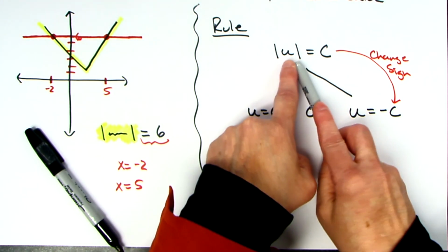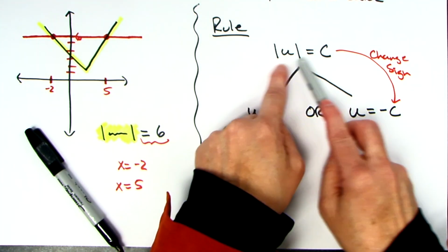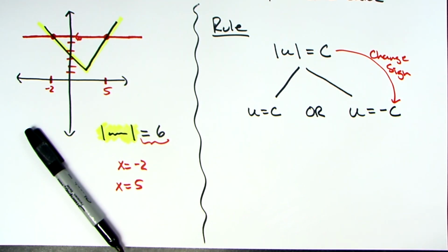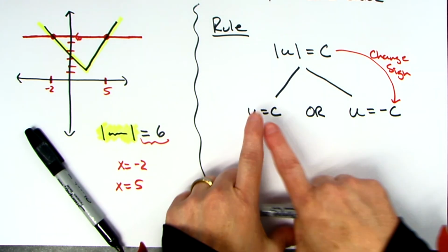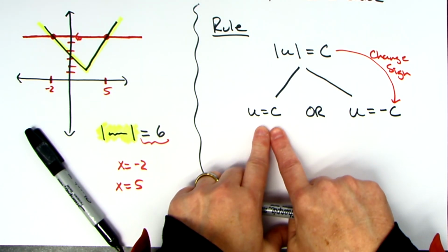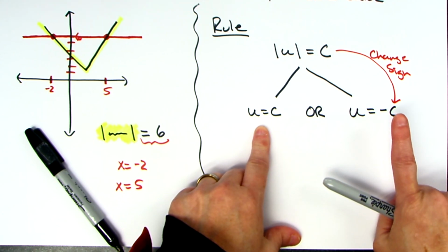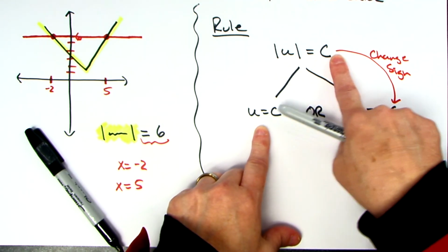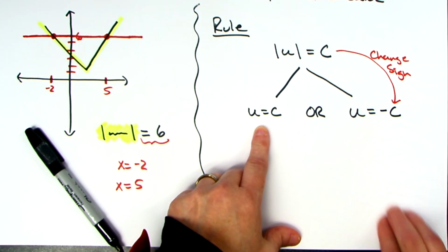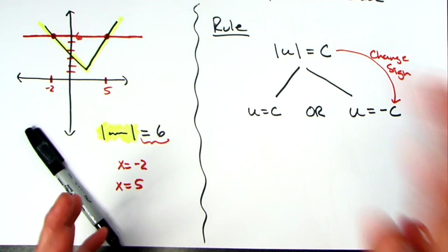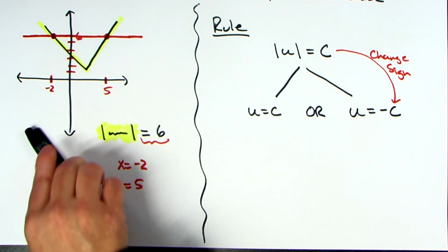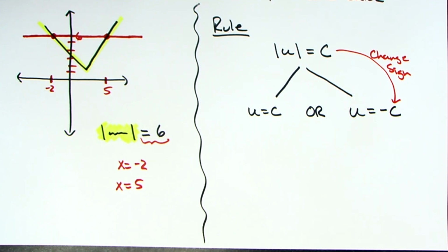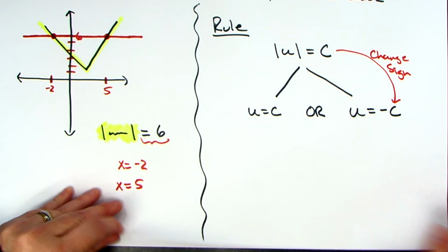Like I said, if you solve the first equation and ignore the absolute value signs, you will get this answer. The answer you won't get is the second one, because you've got to take that equation, change the sign, and then solve it, no matter what that u is. The u could be something very simple, just a plain x, or it could be 2x minus 3, 4x plus 5, just about anything on the inside. So that's the rule that we're going to follow.